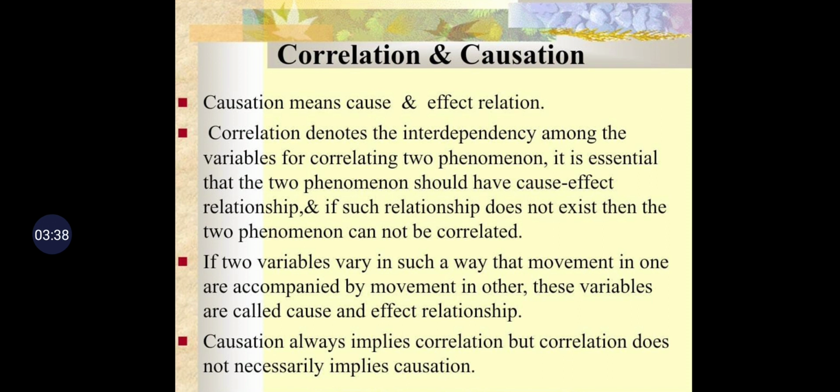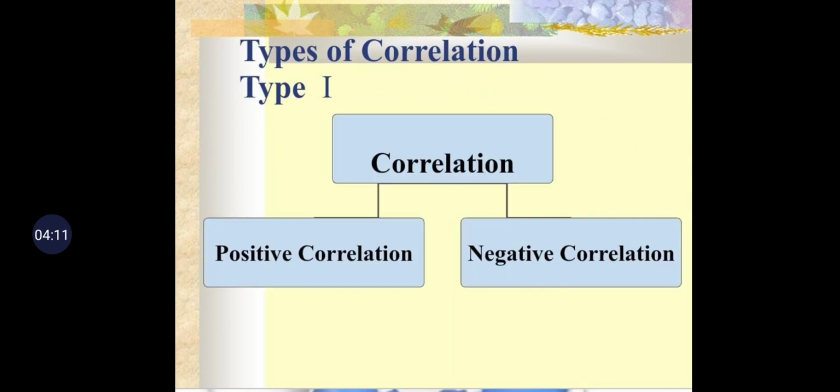If two variables vary in such a way that the movement in one is accompanied by movements in the other, then these variables are called cause and effect related. Causation implies correlation, but correlation does not necessarily imply causation.